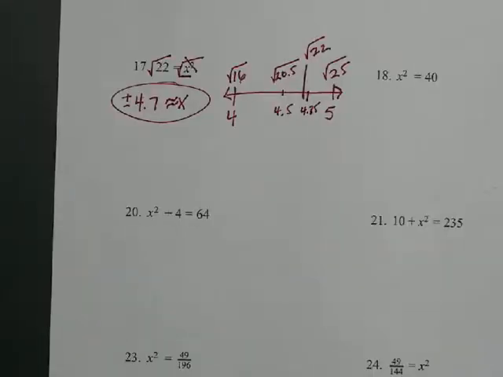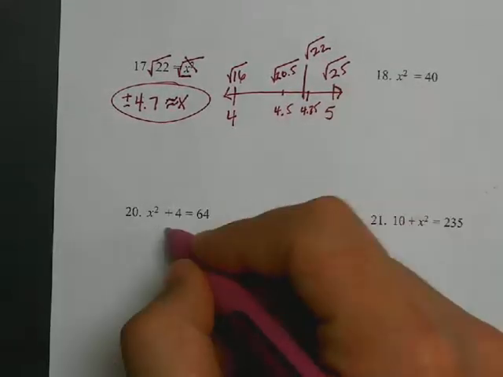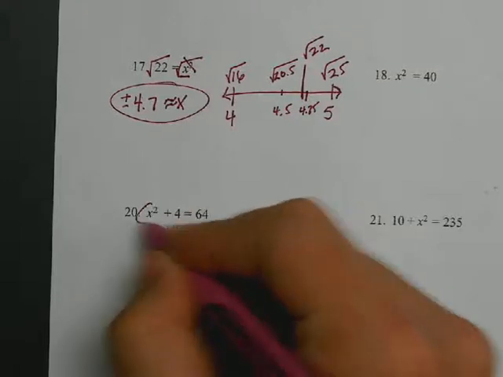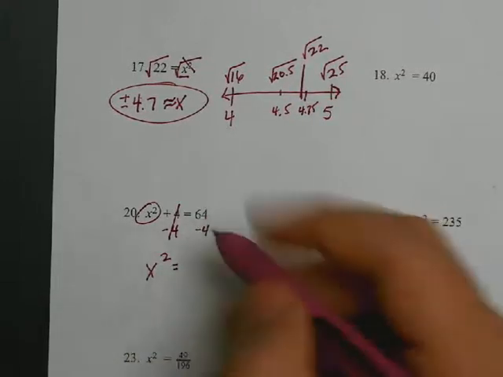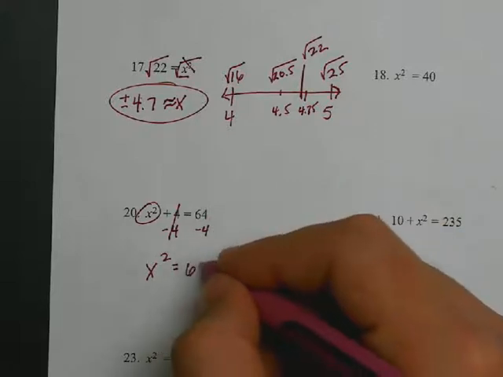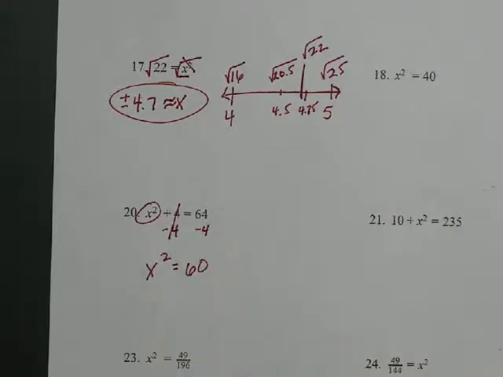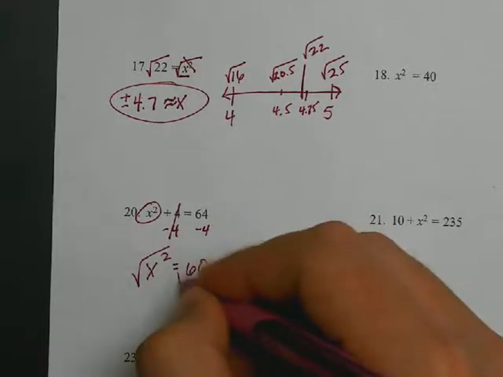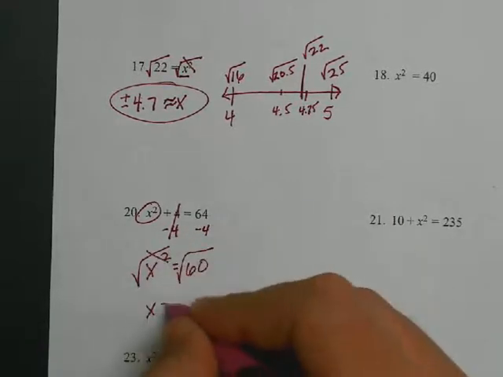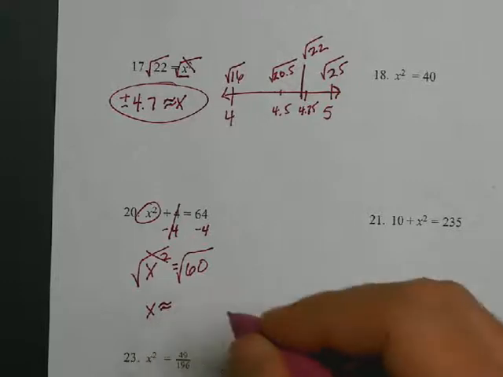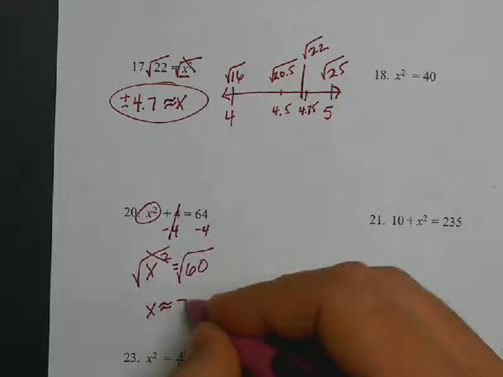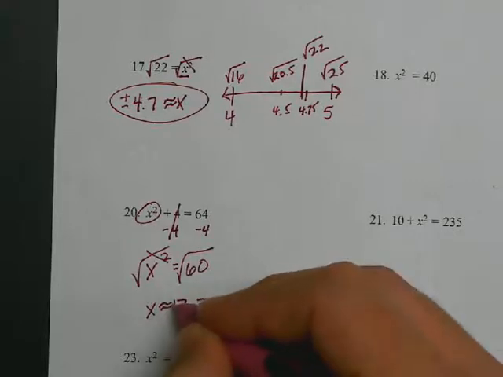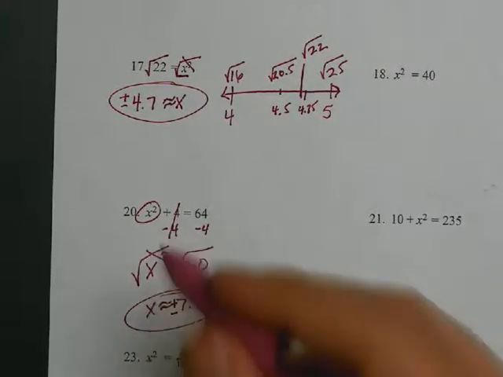Look at number 20. x squared plus 4 equals 64. If I'm looking at that, first step, I'd have to subtract 4 first to isolate x squared. That cancels. I've got x squared is equal to 64 minus 4, which is 60. And from there, do the inverse operation, which is square root. x is approximately, because 60 is not a perfect square, approximately 7.7, and it's going to be plus or minus 7.7 because it's a square.